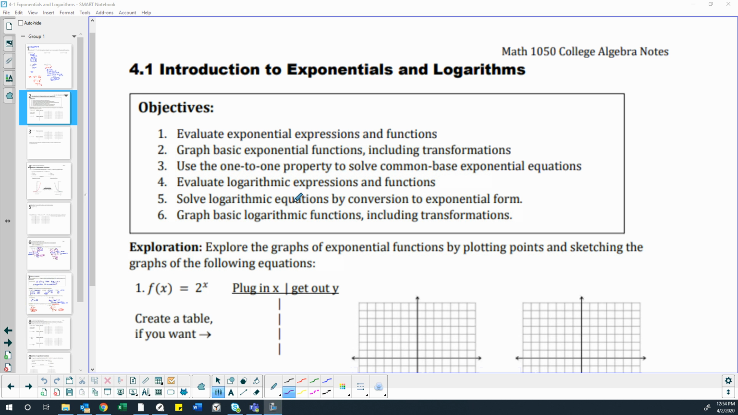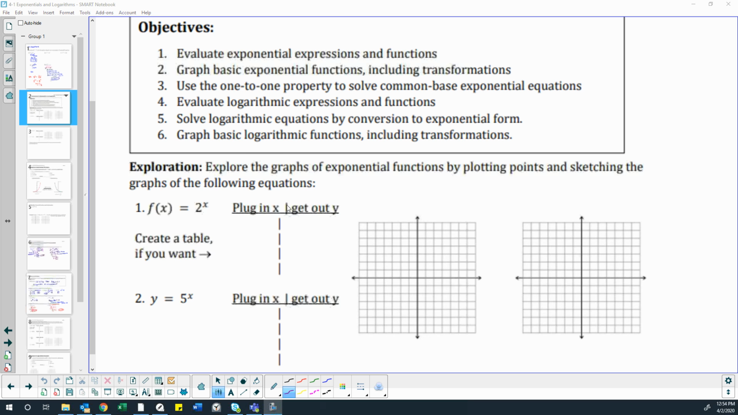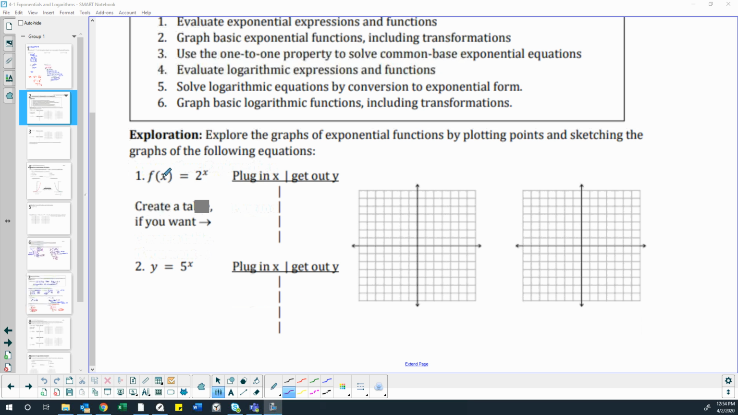Introduction to exponentials and logarithms. Let's start with graphing some exponential functions so we can get a general idea for what these look like. You might have seen a bunch of them on the news with growth of virus cases around the world.